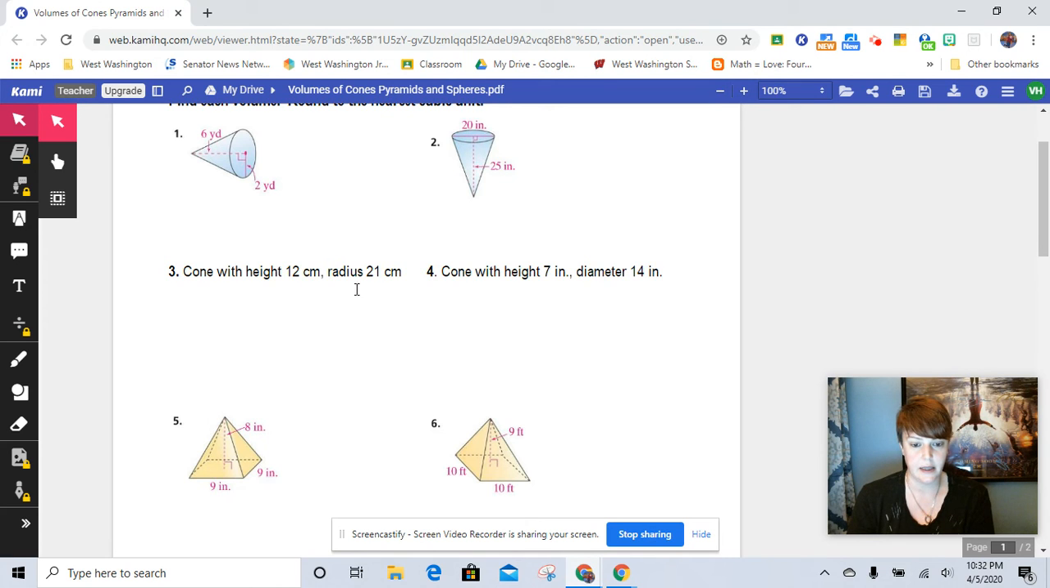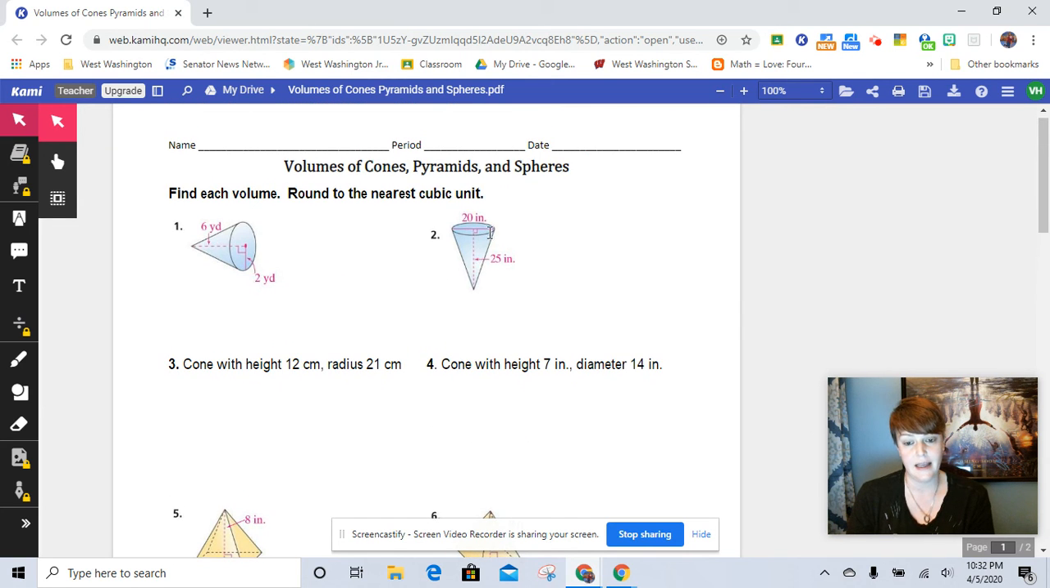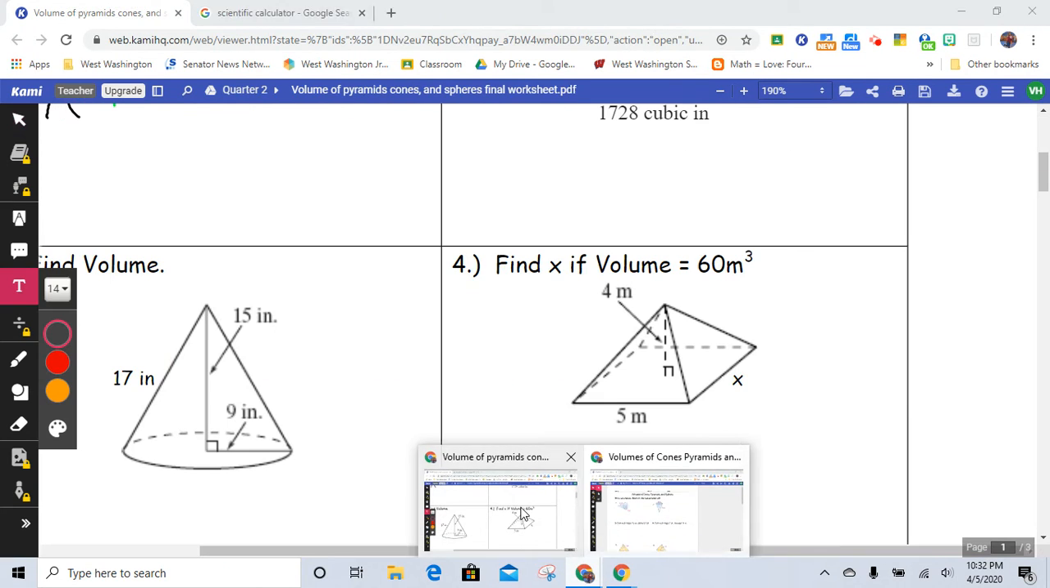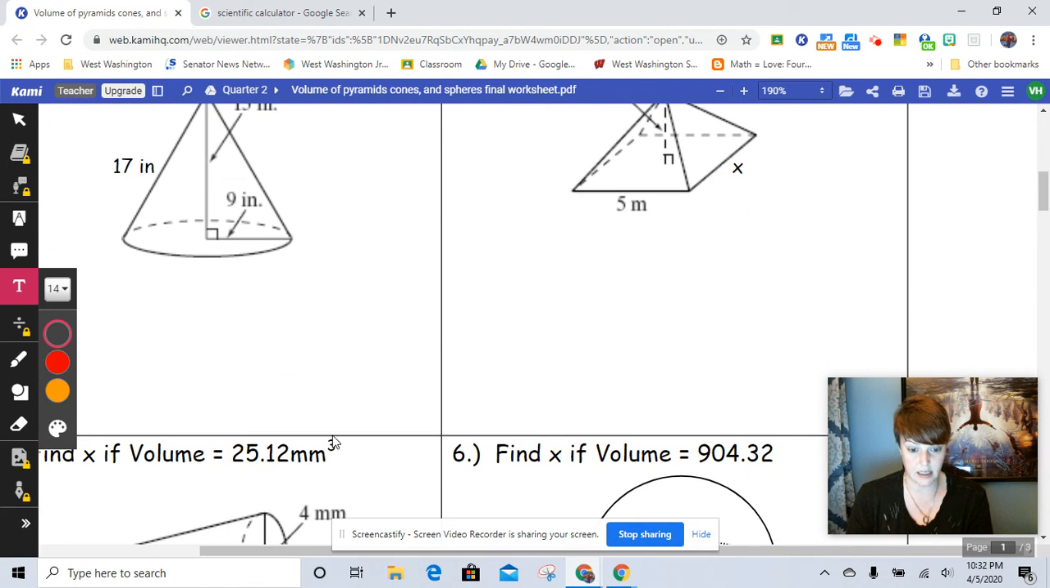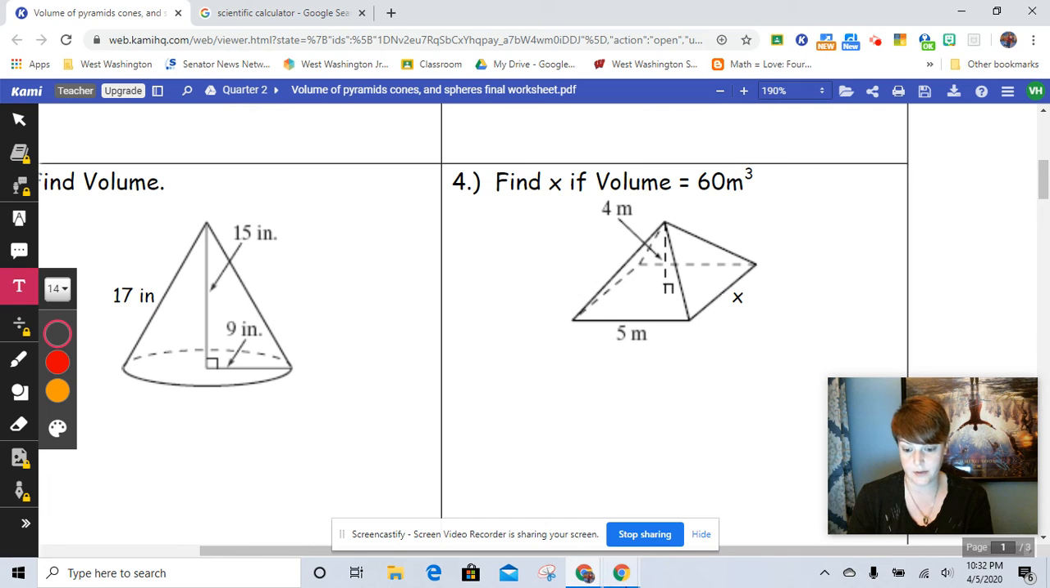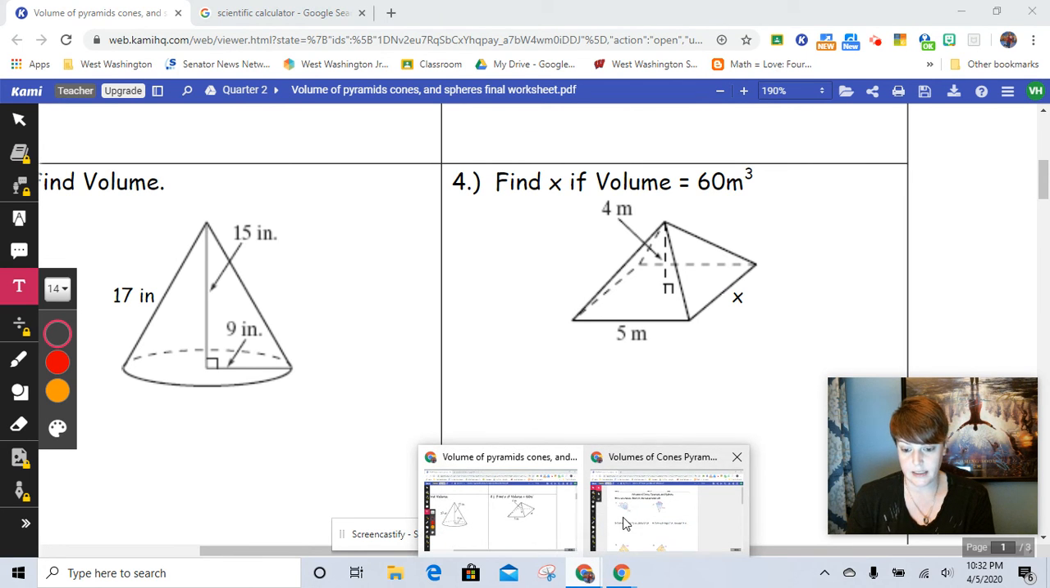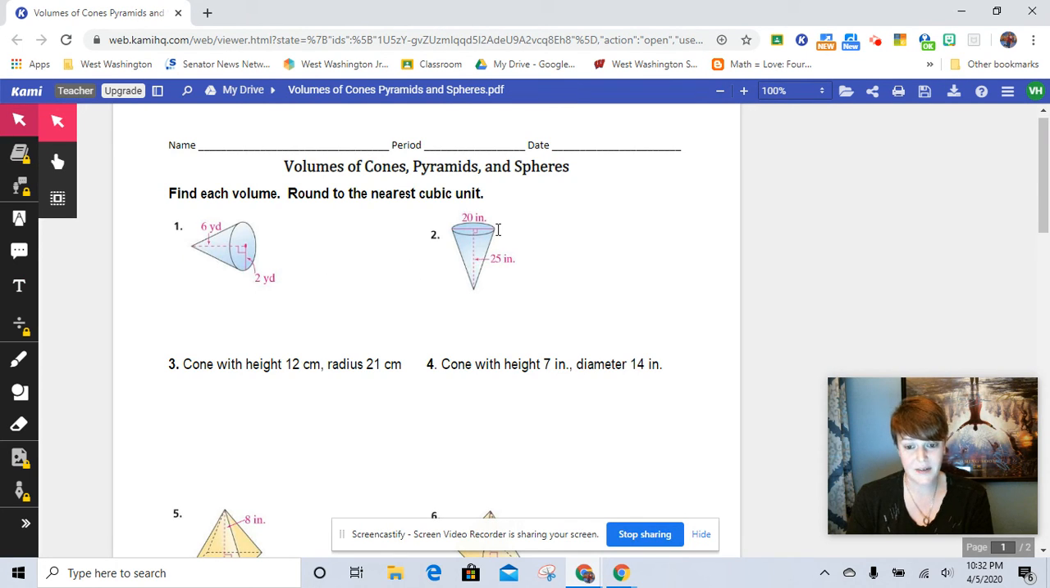These next two are talking about a cone with a height of this and a radius of that. All you do is plug stuff into the formula. Now here's the weird thing. Oh, dang. Let's see if there's one like that on the other page. There is not one like that on the other page. So on this one, it's giving you the whole diameter. We don't want the whole diameter. We want the radius, because that's what we can work with. And so whenever it says diameter, you want to find the radius, which is half that.